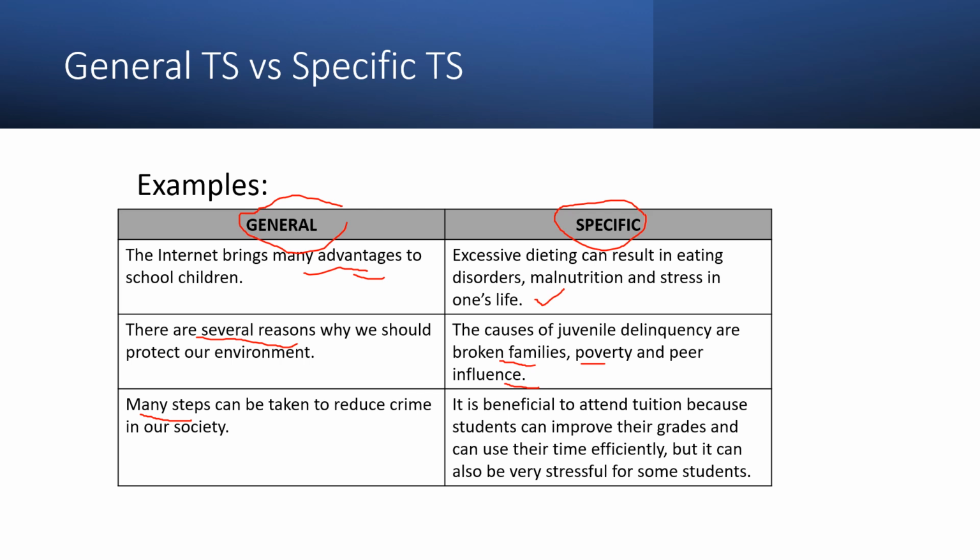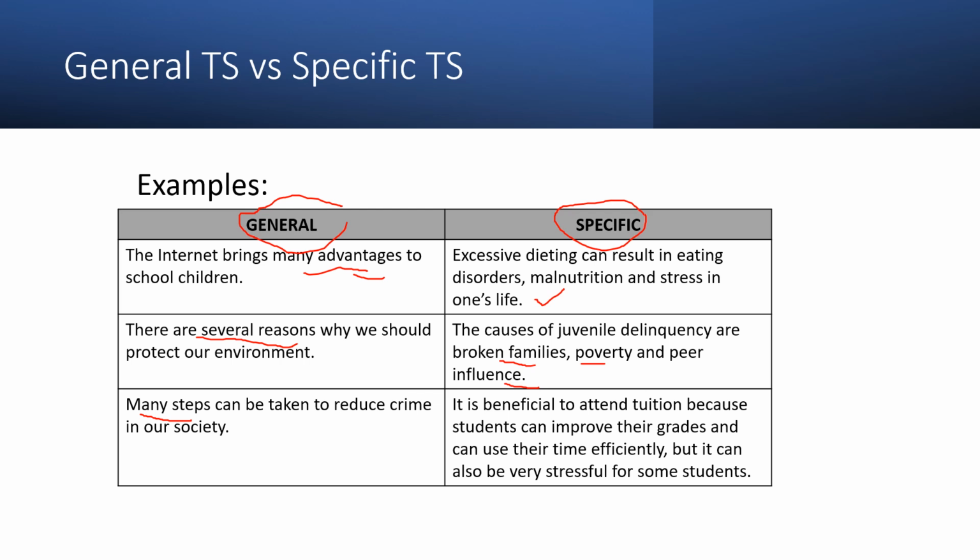And the second specific thesis statement, the author gives you the three causes of juvenile delinquency, which are broken families, poverty, and also peer influence. The last specific thesis statement is very special.